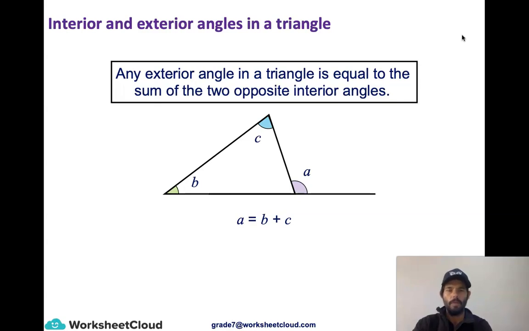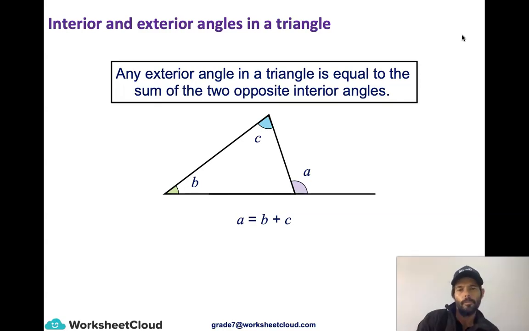An exterior angle in a triangle is equal to the sum of the opposite two interior angles. Now that's quite a mouthful of words. So basically what that means, if you look on your screen now, is that the exterior angle A is equal to B plus C. And that's for every triangle. So again, the exterior angle A is equal to the opposite two interior angles added together, so B plus C.